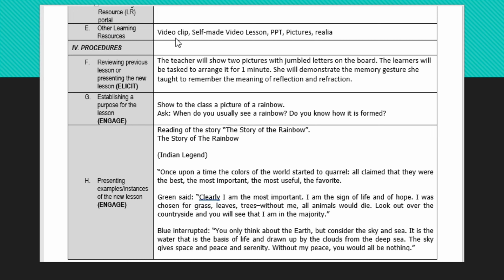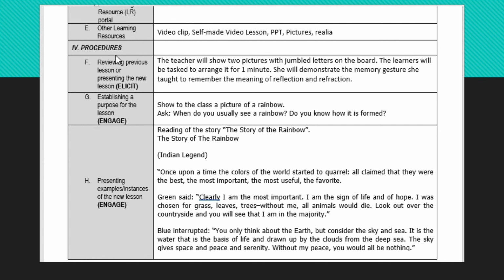If you have a video clip taken from YouTube, or a self-made video lesson just like me, because having a self-made video lesson will add to the criteria of localized instruction. Then PowerPoint, pictures, and then realia.